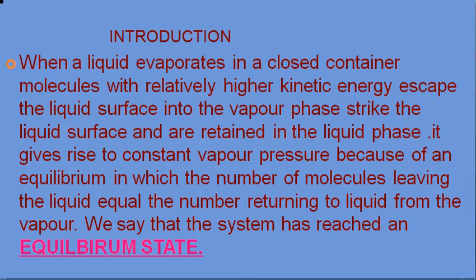Let's read the definition first. When a liquid evaporates in a closed container, molecules with relatively higher kinetic energy escape the liquid surface into the vapor phase, strike the liquid surface, and are retained in the liquid phase. It gives rise to constant vapor pressure because of an equilibrium in which the number of molecules leaving the liquid equals the number returning to the liquid from the vapor. We say that the system has reached an equilibrium state.